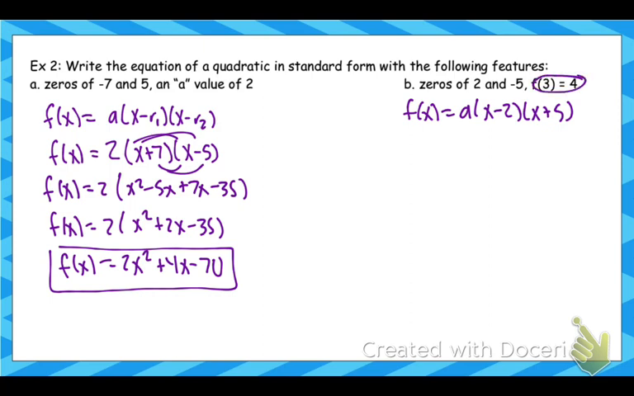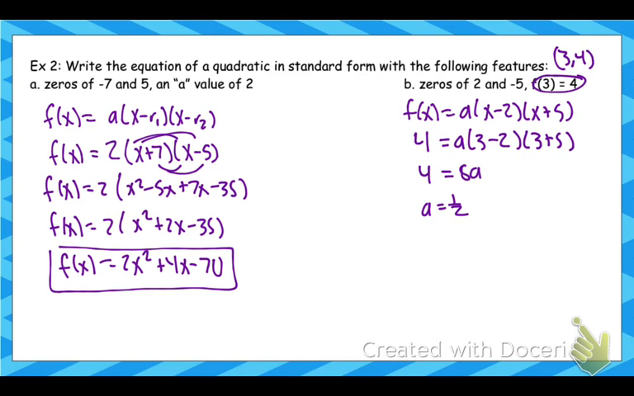So just like we did with vertex form, we have to solve for a using the information we know. If f of 3 is equal to 4, that means when x is 3, y is 4. So the point 3, 4 is on this graph. So y is going to become 4, and we're going to fill in 3 for our x's. So that gives me that 4 is equal to 8a, so a is equal to 1/2. Now again, our answer is not a equals 1/2. That's just part of the equation. So now we have our answer in root form.